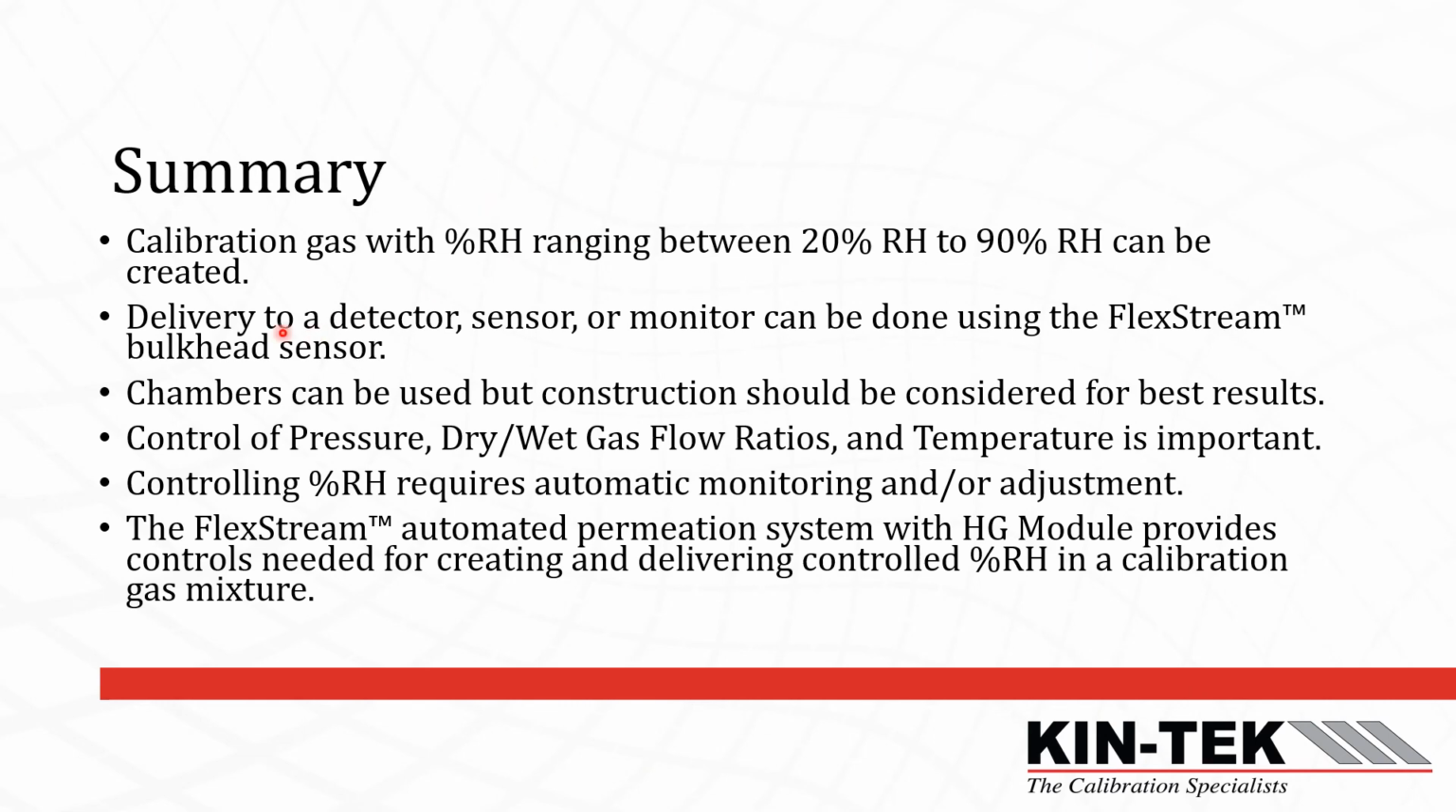So in summary, we showed that a calibration gas with percent RH ranging between 20% to 90% can be created. We showed that it also can be delivered to a detector, sensor, or monitor using the FlexStream system with the bulkhead sensor. And then we took it a step further and showed that we can do this across a chamber or inside a chamber as well. However, the chamber needs to be constructed in a way that provides optimal stability. We know that control of pressure, dry-wet gas flow ratios, and temperature is important, and that controlling the percent RH is going to require automatic monitoring or adjustment for stable long-term results.